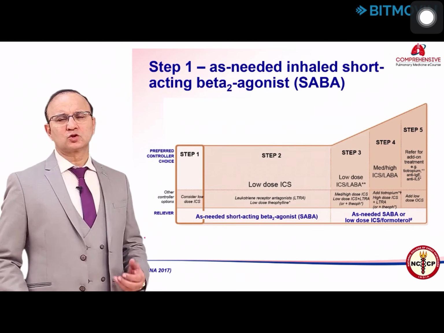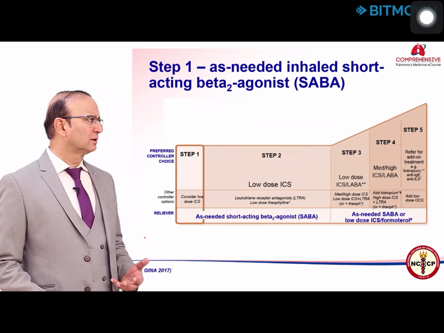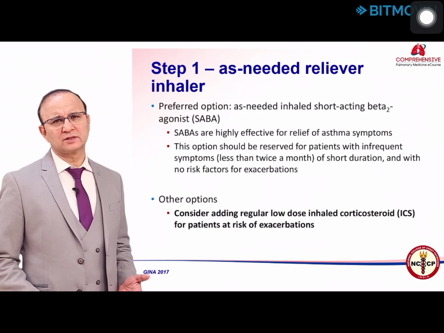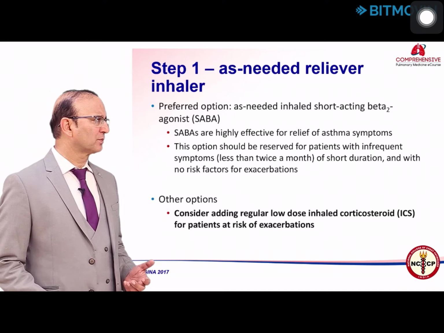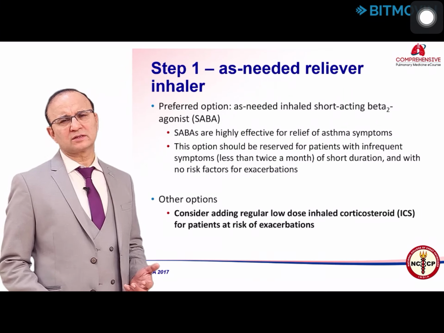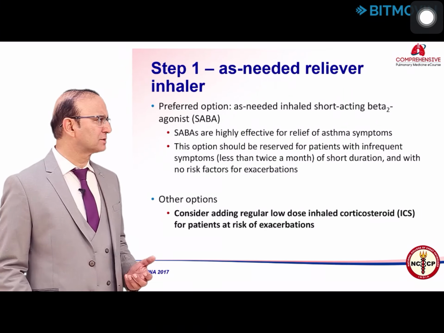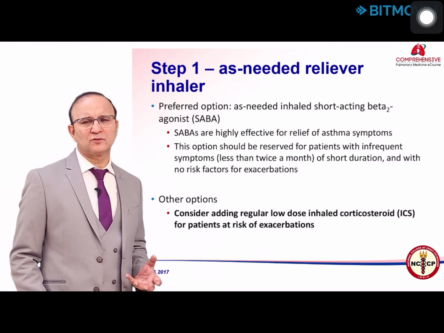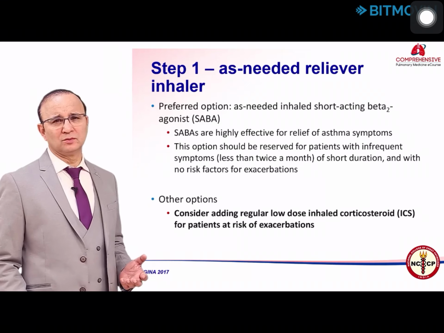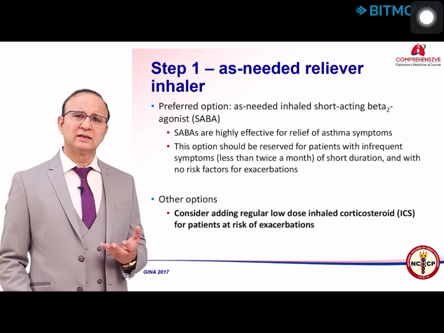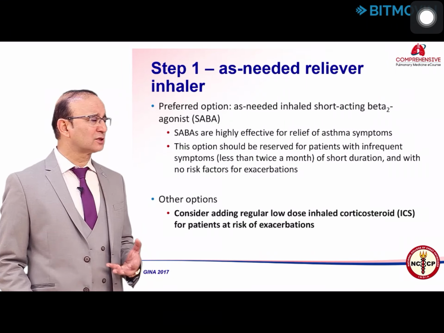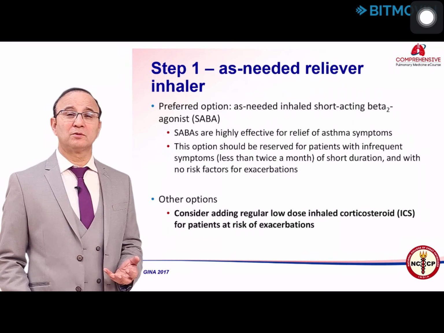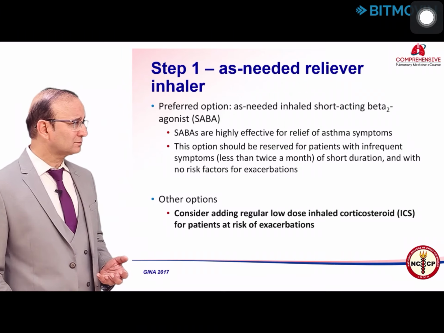So in step 1, that is a patient who has very infrequent symptoms, the preferred option is a short-acting beta-2 agonist. Short-acting beta agonists are highly effective for relief of symptoms. However, there is insufficient evidence about the safety of treating asthma with SABA alone, because we consider it an inflammatory airway disease. So it is logical that a person who has perennial asthma should be on some amount of low dose inhaled steroids.